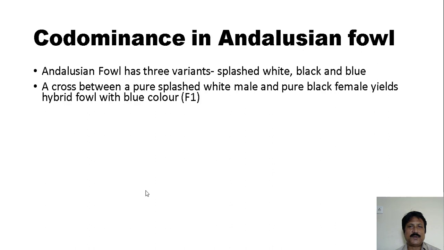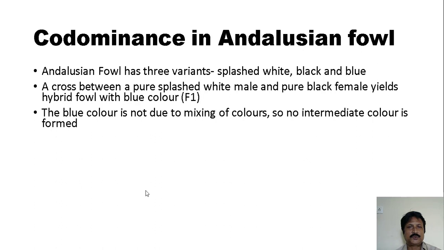When a pure splashed white male and a pure black female is crossed, they produce a hybrid, and the hybrid is blue color. So the F1 is different from the parents. F1 is blue and the parents are white or black. Now the question arises, how does this blue color come? Is it due to mixing of the colors? No. Here there is no mixing of colors, there is no intermediate colors. Rather, there is completely different action going on.